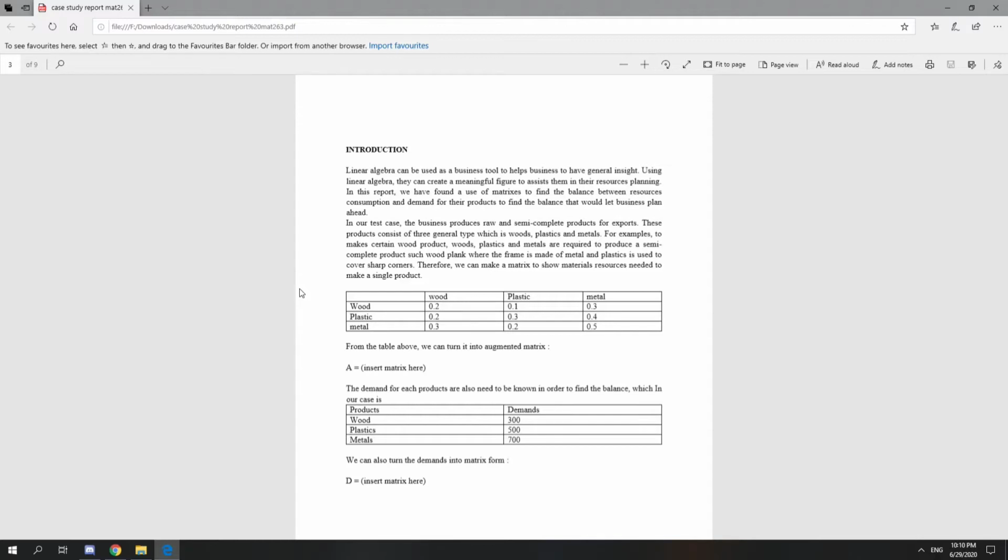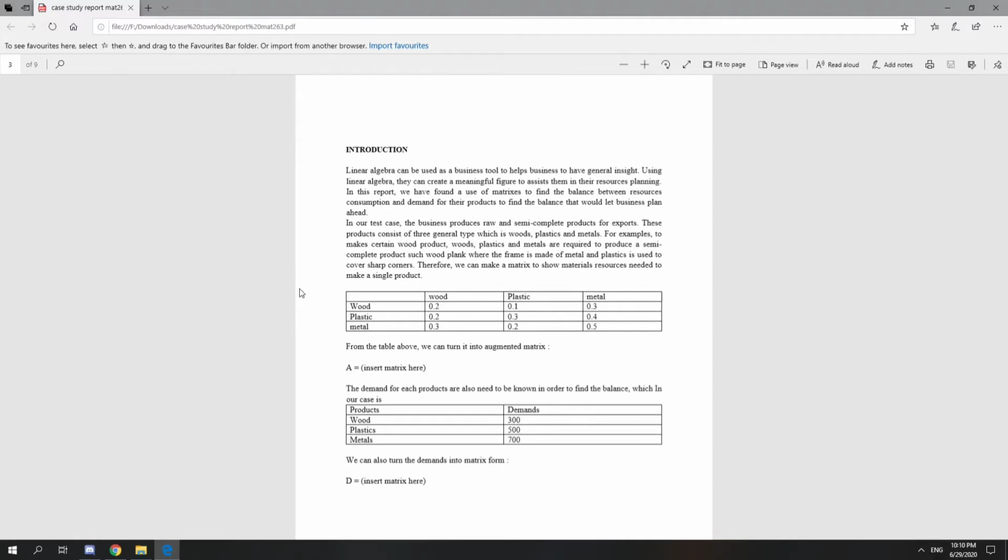In this report, we have found the use of matrices to find the balance between resource consumption and demand for the products to find the balance that will let business plan ahead. In our test case, the business produced raw and semi-complete products for exports. These products consist of three general types, which is wood, plastic, and metal.